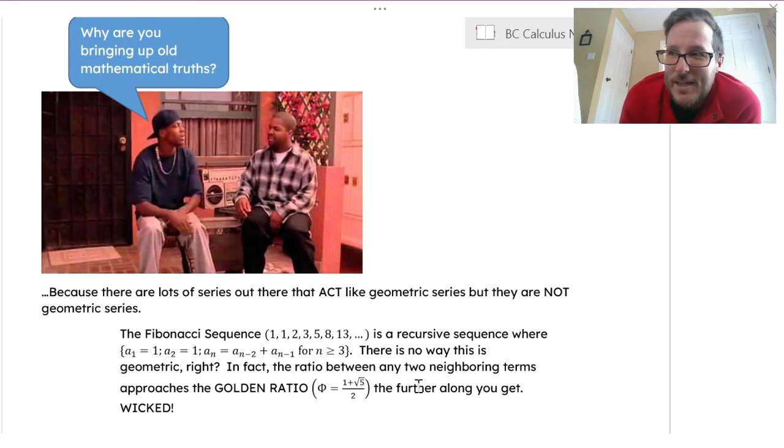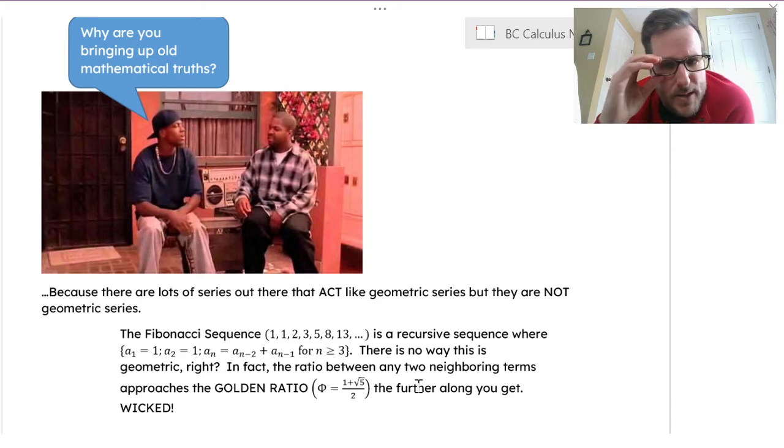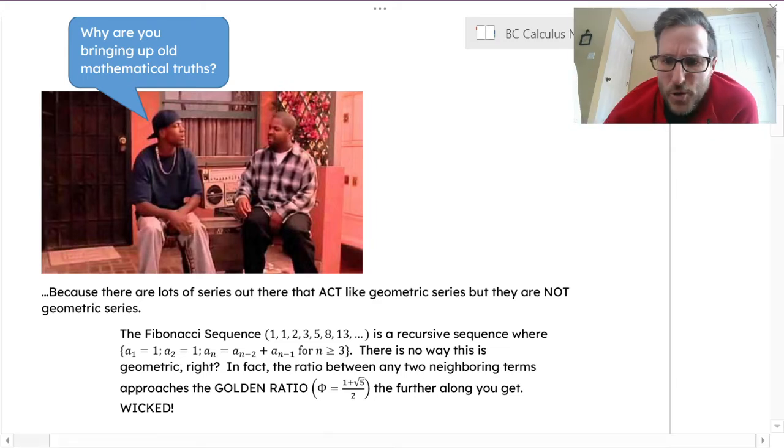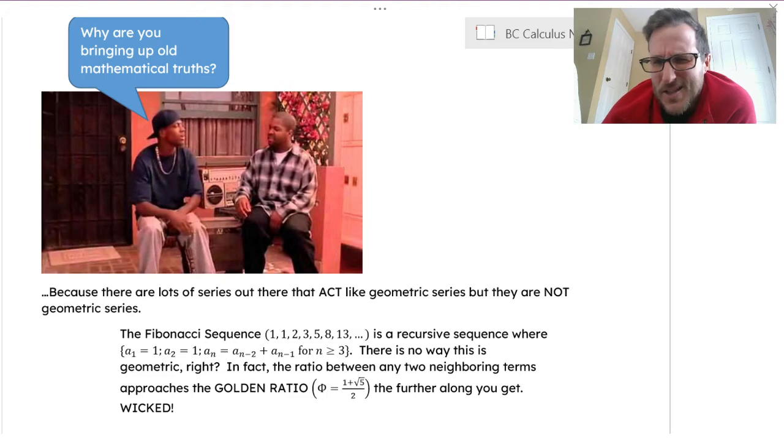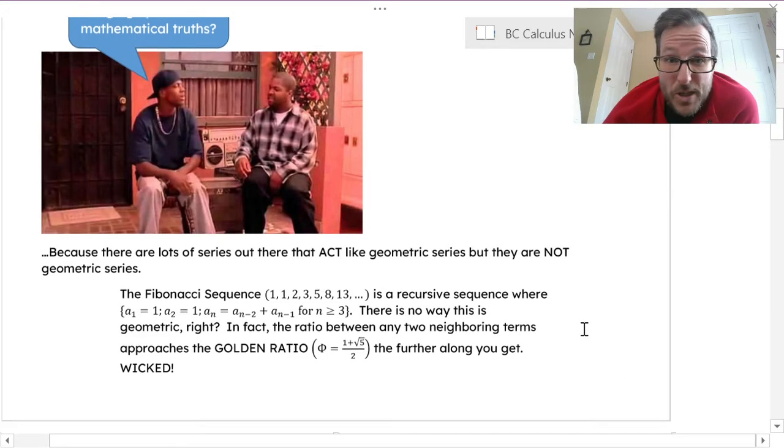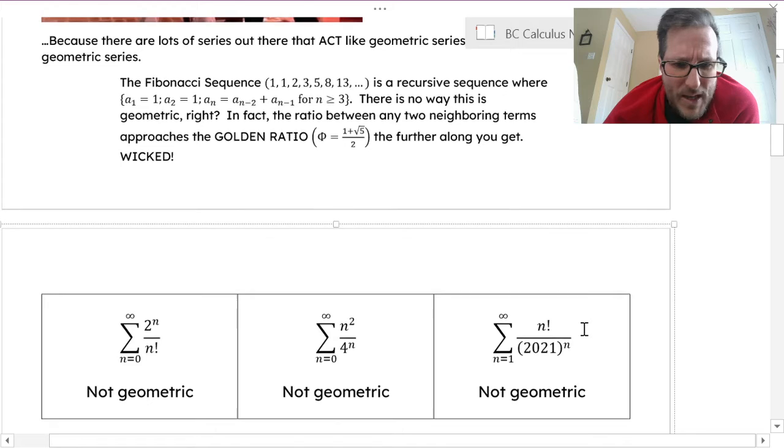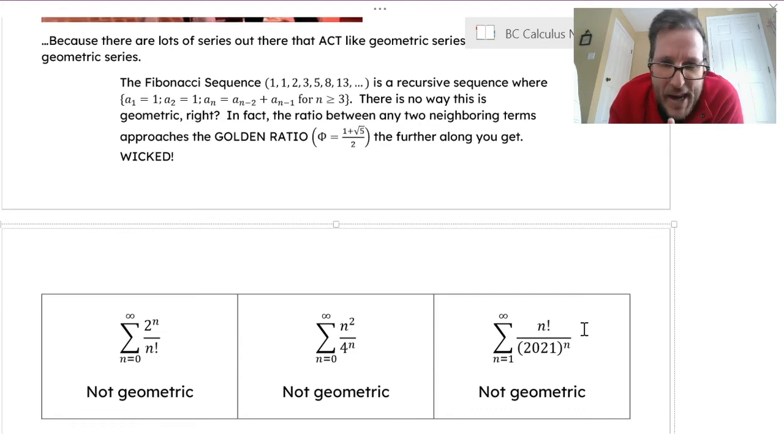But the Fibonacci sequence is one of those sequences that's not really geometric, but it kind of acts geometric. So there's other sequences and series out there that do the same thing. They're like geometric, but they're not really. And that's where the ratio test comes along. So each of these series right here, not geometric, not geometric, not geometric, none of y'all are geometric, but with the ratio test, I can see if you act like a geometric.